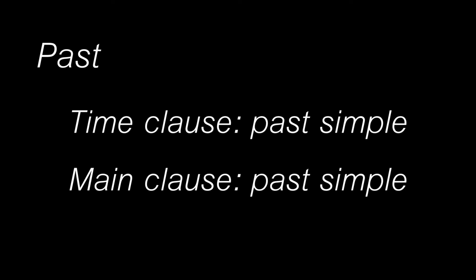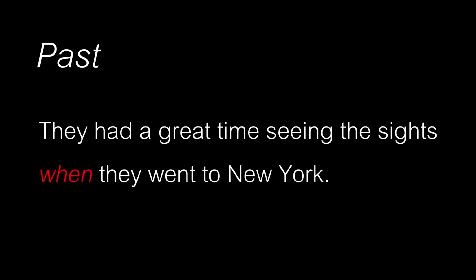Past. What happened when something else had occurred? The past tense of when can indicate that something happened regularly or one specific time in the past. Time clause, past simple. Main clause, past simple. For example, they had a great time seeing the sights when they went to New York.